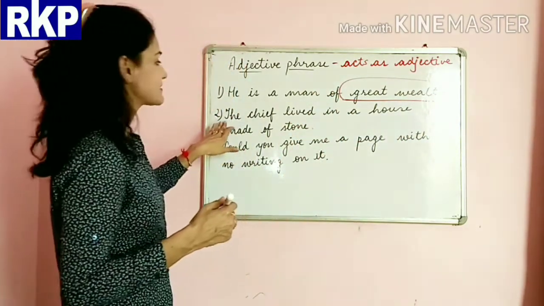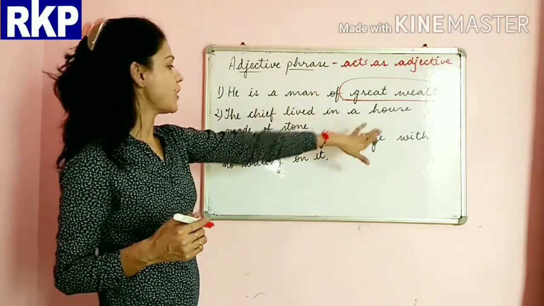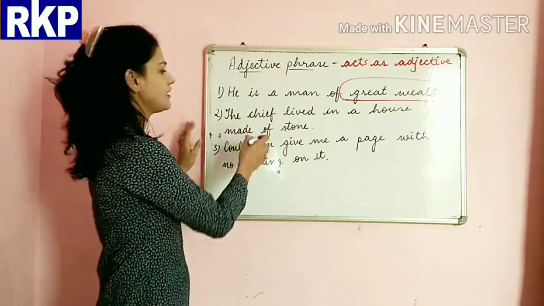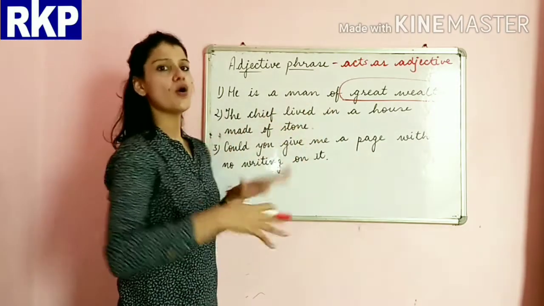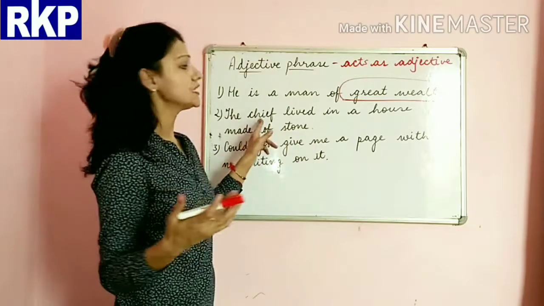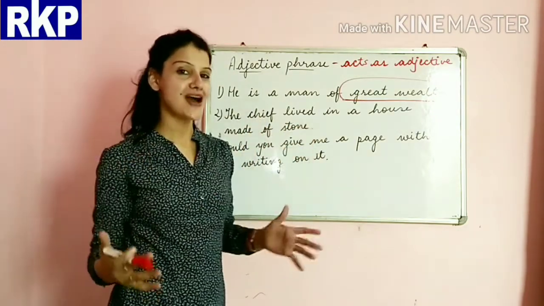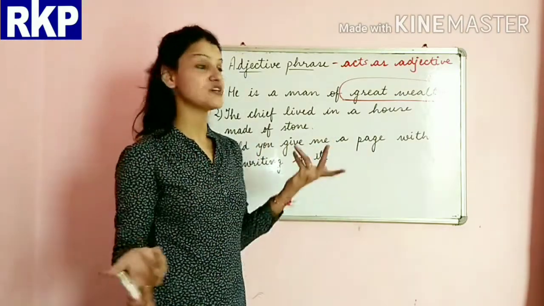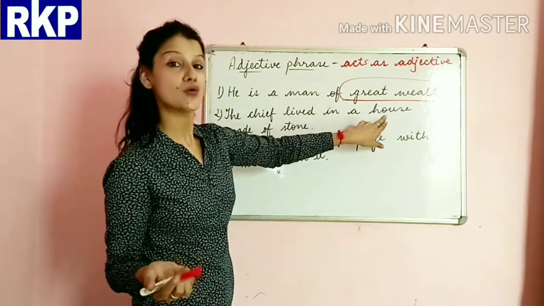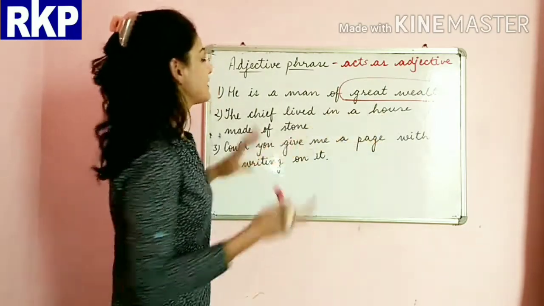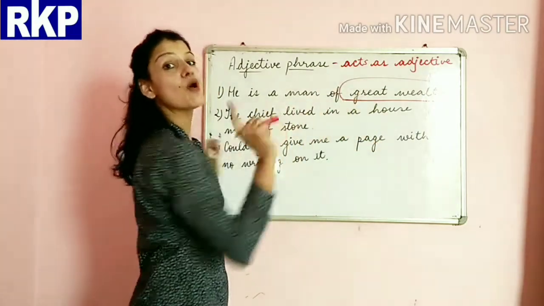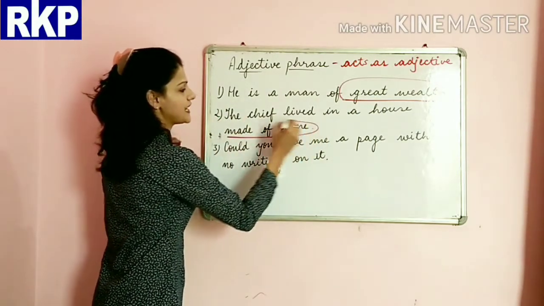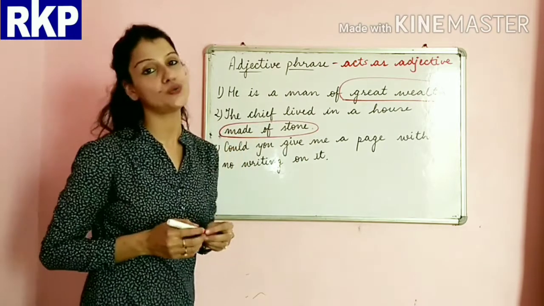Next is, the chief lived in a house made of stone. Here there is no word or words describing the chief, but we have a phrase giving us more information about the house. So house is being modified by the adjective phrase made of stone.